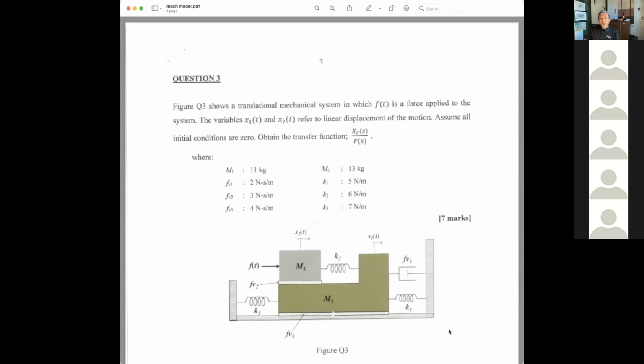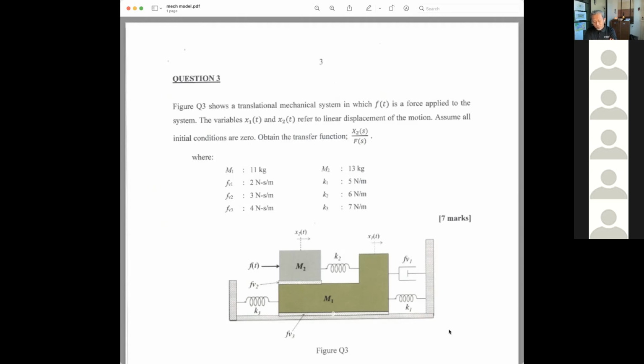FV1 is 2 N·s/m. FV2 is 3 N·s/m, and FV3 is 4 N·s/m. Mass 2 is 13 kg. K1 is 5 newton per meter, I guess. K2 is 6 N/m. K3 is 7 N/m. And that's the picture of the question, I think. All right. Thank you.